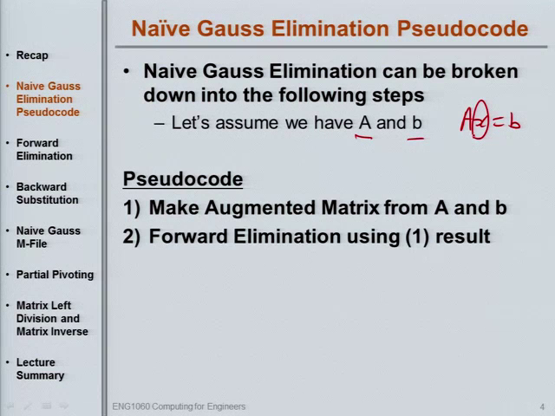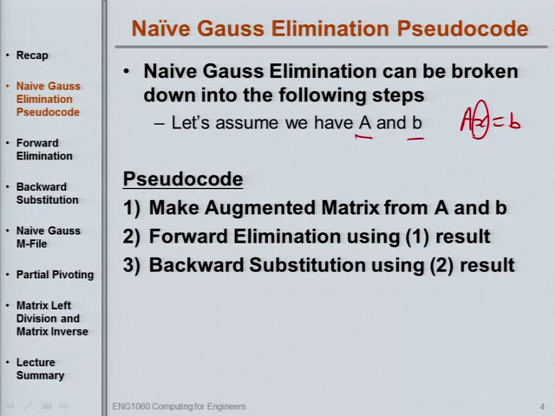We're going to go through the process then of forward elimination. Remember that process was putting a whole bunch of zeros underneath that diagonal. Once we've done the forward elimination, we then do the back substitution. We go back up the equation and progressively solve for the unknown variables X. Okay, so that's Gaussian elimination.